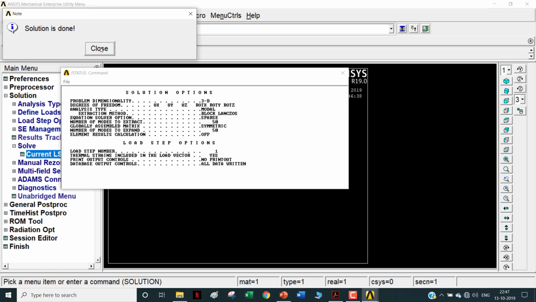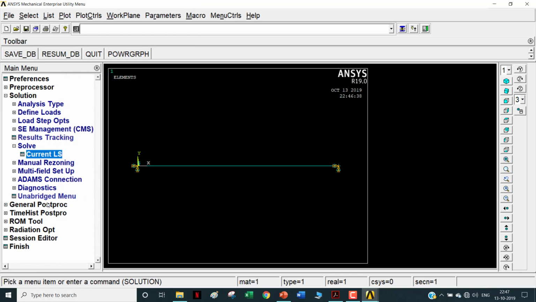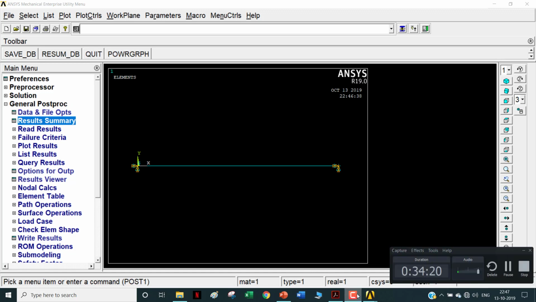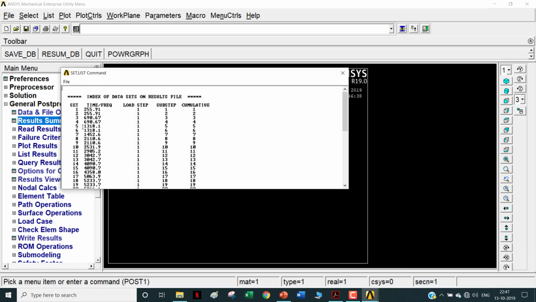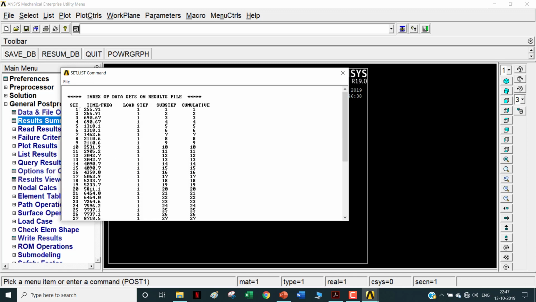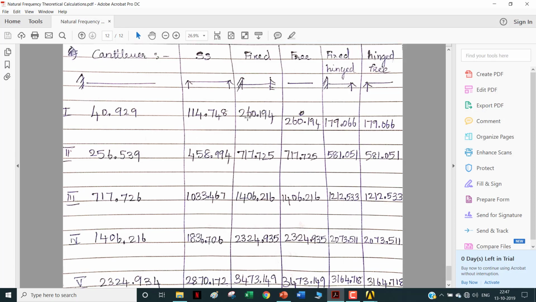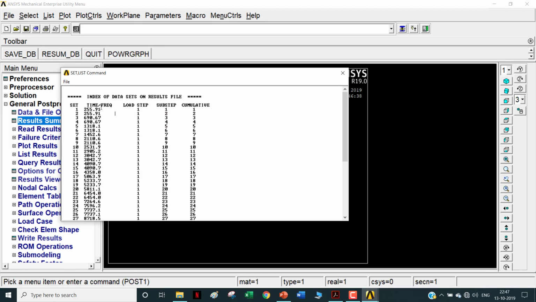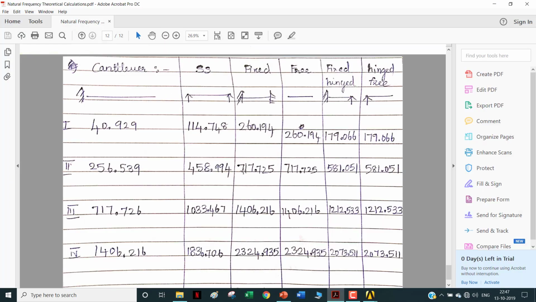Solution is done. Now let me go on to the general post processor, result summary. Here you can find, the first frequency was 40, now it has changed to 255.91. Let me compare it with the theoretical answer, which is 260.194, and the first frequency is 255.91, which is a close match.